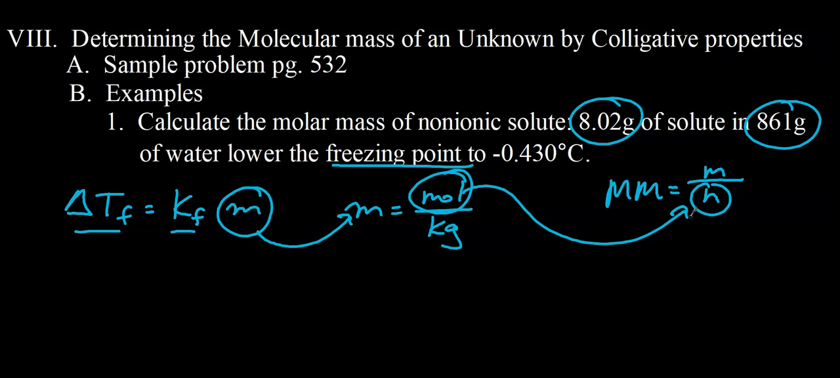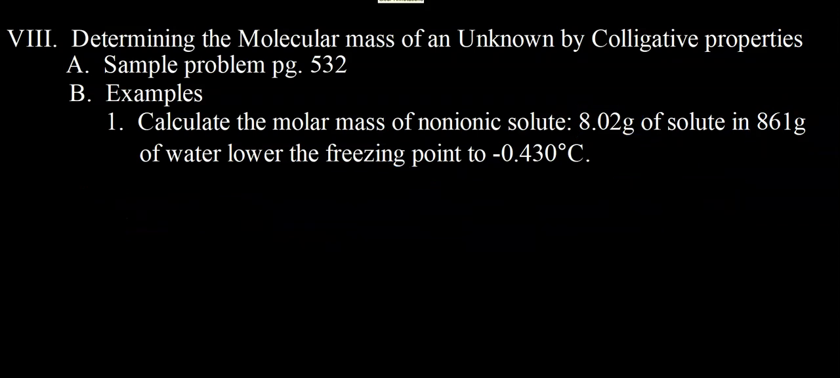So let's go ahead and set this up. I'm going to clear the page and start over. Let's start with our formula for freezing point depression. Again, we're going to calculate molality using that formula. So rearrange to solve for m. We get delta Tf over Kf.